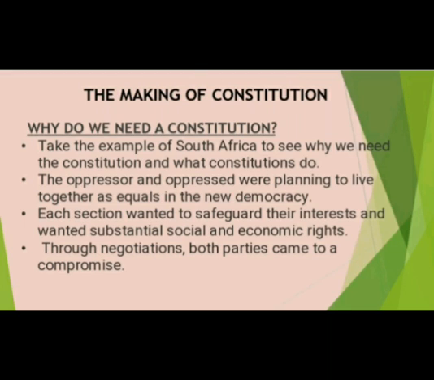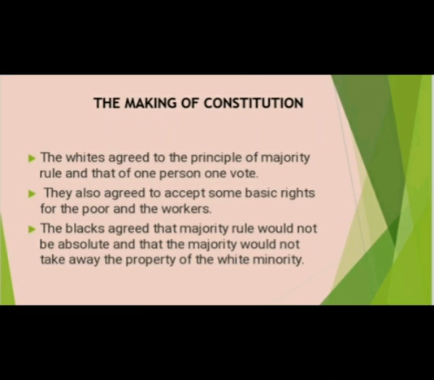The oppressor and the oppressed in this new democracy were planning to live together as equals. It was not going to be easy for them to trust each other. They had their fears. They wanted to safeguard their interests. The black majority was keen to ensure that the democratic principle of majority rule was not compromised. They wanted substantial social and economic rights. The white minority was keen to protect its privileges and property.